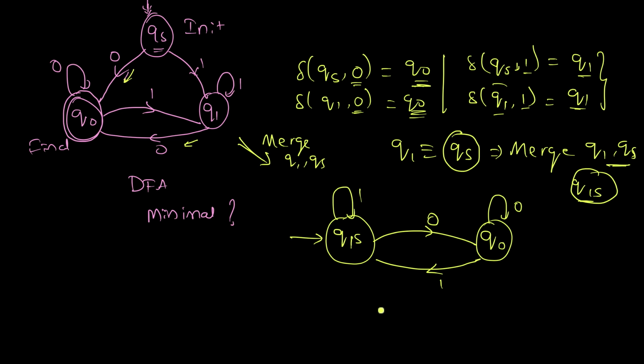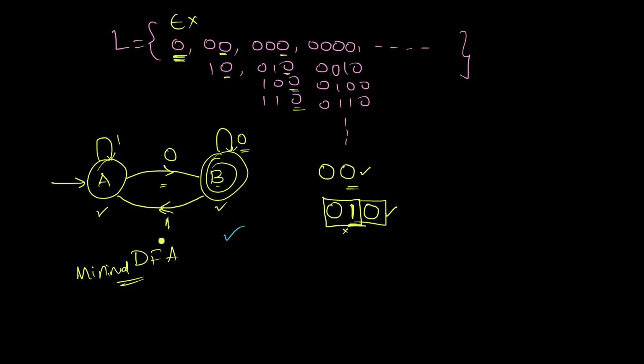This is our minimal finite automaton for binary strings over zeros and ones whose integer equivalent is divisible by 2. Now compare this minimal finite automaton with the DFA which we have drawn earlier. These two are equivalent, right? These two are the same. Just the state names are different, but everything else is the same, right?